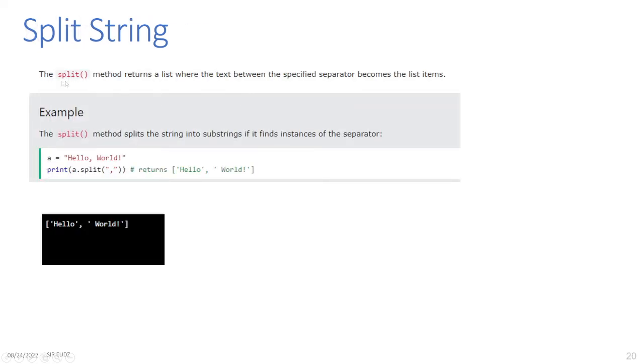Split string. The split method returns a list where the text between the specified separator becomes the list item. For example, the split method splits the string into substrings as it finds instances of the separator. So a equals hello, world, print a dot split, comma, and that means it returns a list now separating these two words.